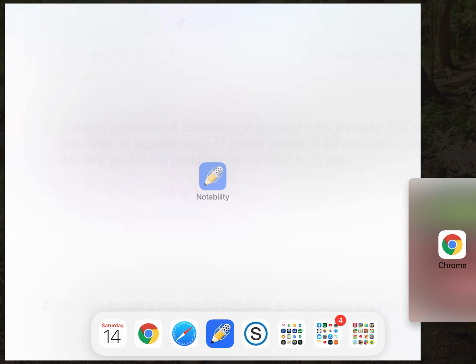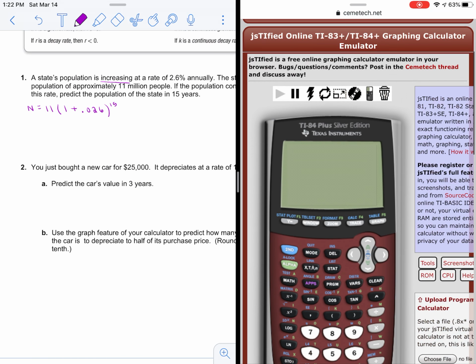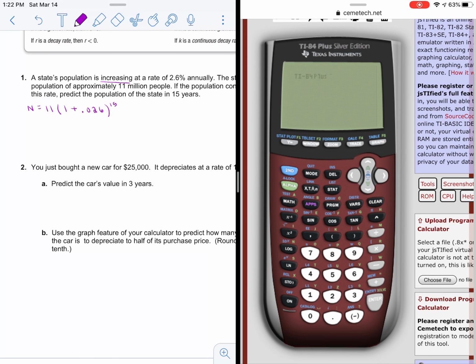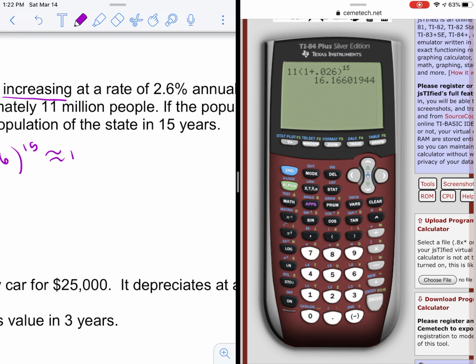So in your calculators, please type this in. And let's find what the population will be after the 15 years. And that's all raised to the 15th power. And we should be getting approximately 16.166 million people.